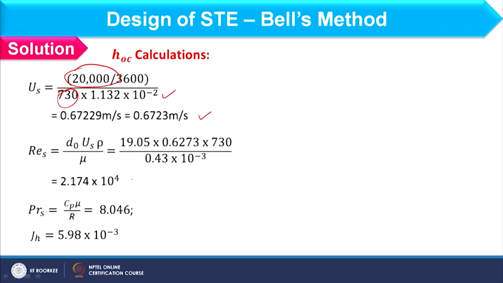So, once you have the shell side velocity, you can calculate Reynolds number, which you can find as 2.174 into 10⁴. So, that is basically the turbulent region. Prandtl number you can find out, because all properties are known to you. So, this is not R, it should be K. Okay, that should be the thermal conductivity of the fluid. So, Prandtl number you can obtain as 8.046.